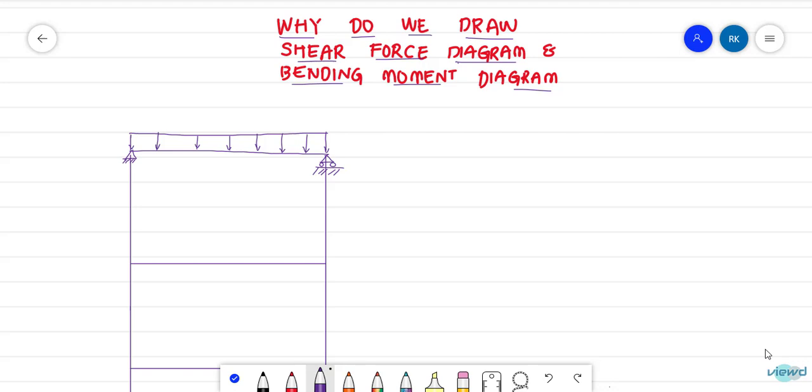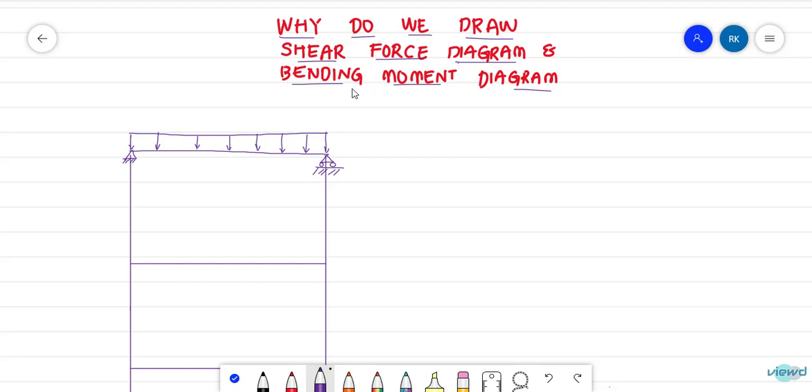We draw shear force diagram and bending moment diagram for various types of beams and various types of loadings. But many people actually don't know why we draw shear force diagram and bending moment diagram. Let us see this question. Let us answer this question in this video: why do we draw shear force diagram and bending moment diagram?